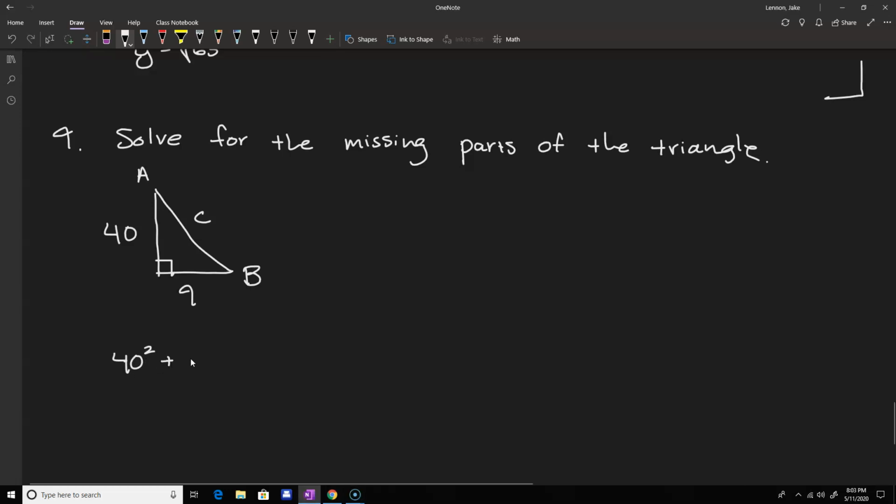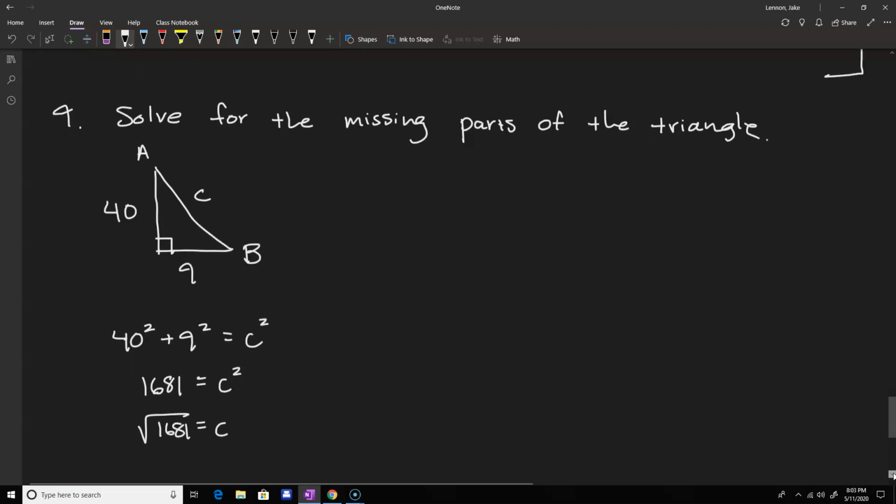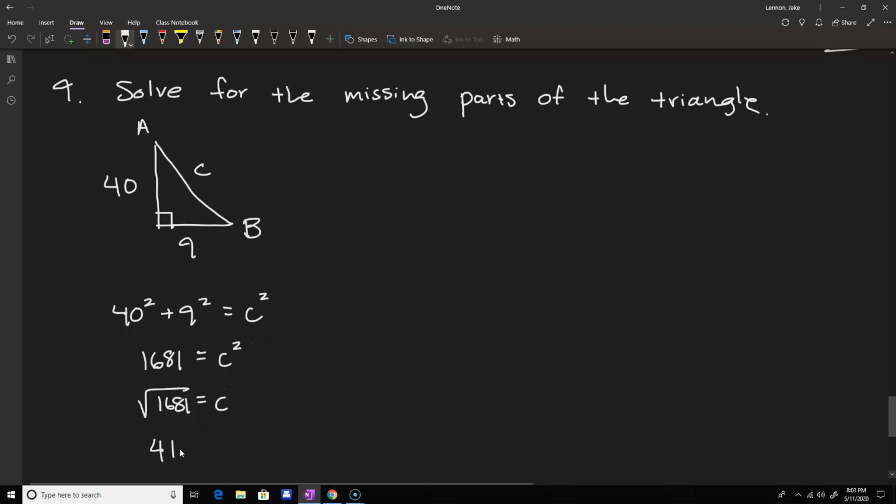40 squared plus 9 squared should equal the hypotenuse squared, which is c squared. So basically we get 1600 plus 81, so 1681 is equal to the value of c squared. So c will be the square root of 1681. Let's see if that comes out nicely. And it does, it's 41. So 41 is the value of c.